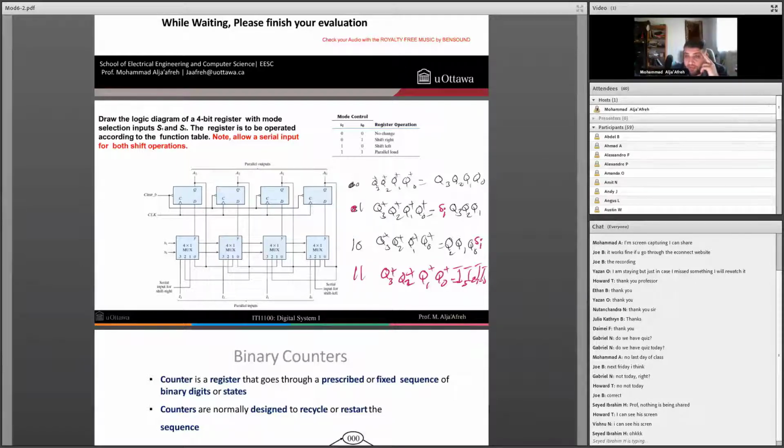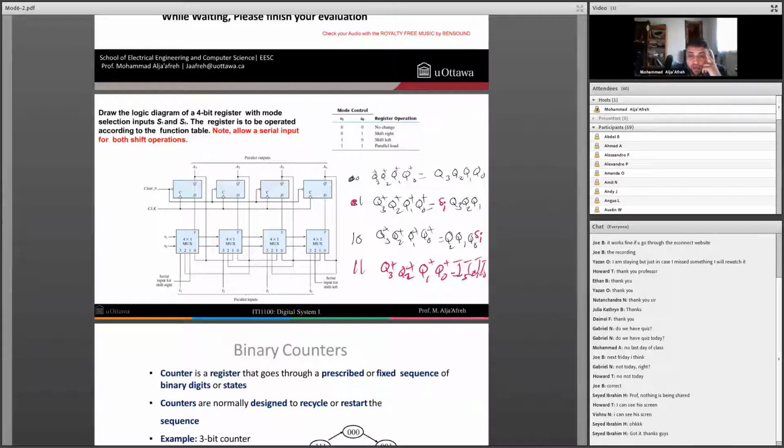So we have 4 bits, so we need 4 D flip-flops, and those flip-flops need to be connected to multiplexers to allow a multifunctional design. Since we have two mode control bits, we're going to use them as the selection inputs for the multiplexer. So let's pay attention to what is going on here.